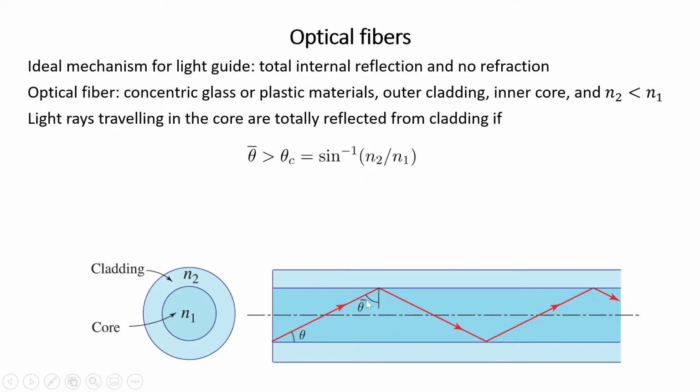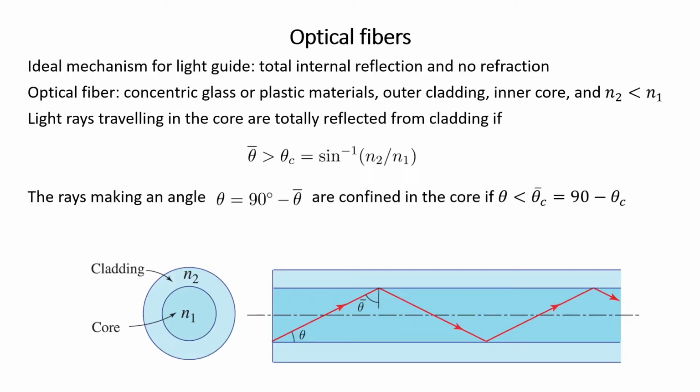But look at these two angles, theta bar and theta. We know that if I continue this normal, I will have a right triangle, which means that theta plus theta bar is equal to 90 degrees. So the rays making an angle theta equals 90 degrees minus theta bar are confined in the core if theta is less than theta c bar.